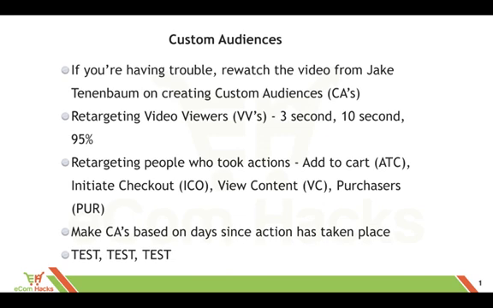We like to start with 3 second, 10 second, and 95%. So you're getting people who watch a little bit of your video, people who watch a decent amount of your video, and people who watch almost all your video. And then you can create audiences for people who take certain actions on your website. So people who've added to cart already, or people who have initiated checkout, or people who have viewed content, or purchasers. You can target them with different messages. Like, for example, if you're retargeting people who added to your cart, you can say, hey, you left this so-and-so item in your cart. Here's a 15% coupon. Don't forget to check out now, or something along those lines. So you can make different messages for the people that you're targeting.